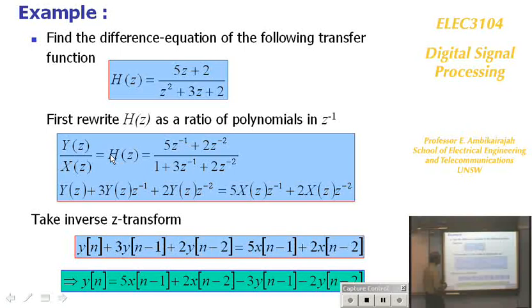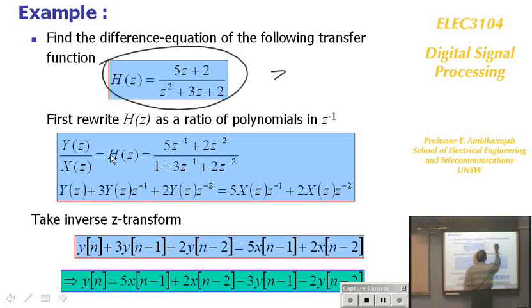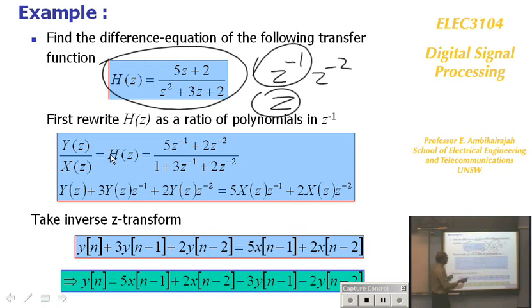You've now been given an equation the other way around. Transfer function given, find the difference equation. Remember, this is a transfer function. But that's not good for us, because we want to have our transfer function always in z to the minus 1, z to the minus 2, and so on. We cannot have that. It's not a delay. Only z to the minus 1 is represented as a delay. So therefore, in order to get z to the minus 1, everything has to be divided by z squared, up and down.